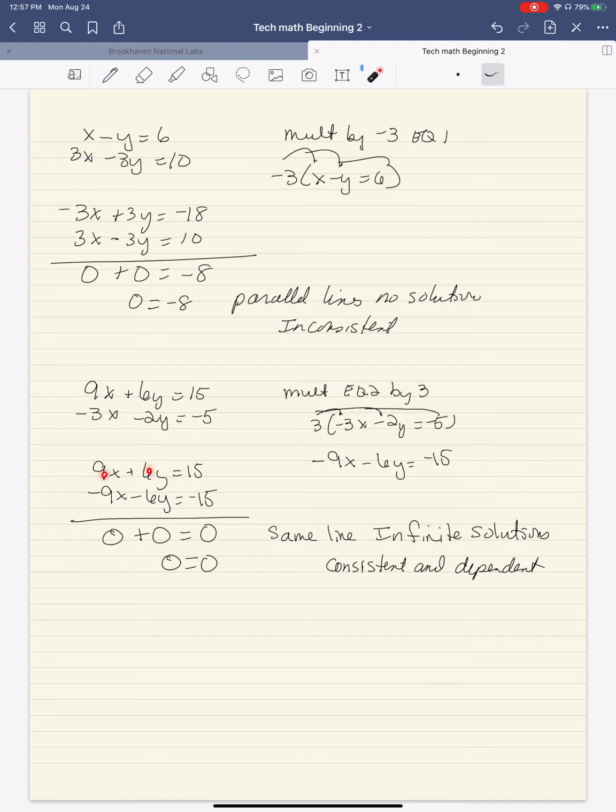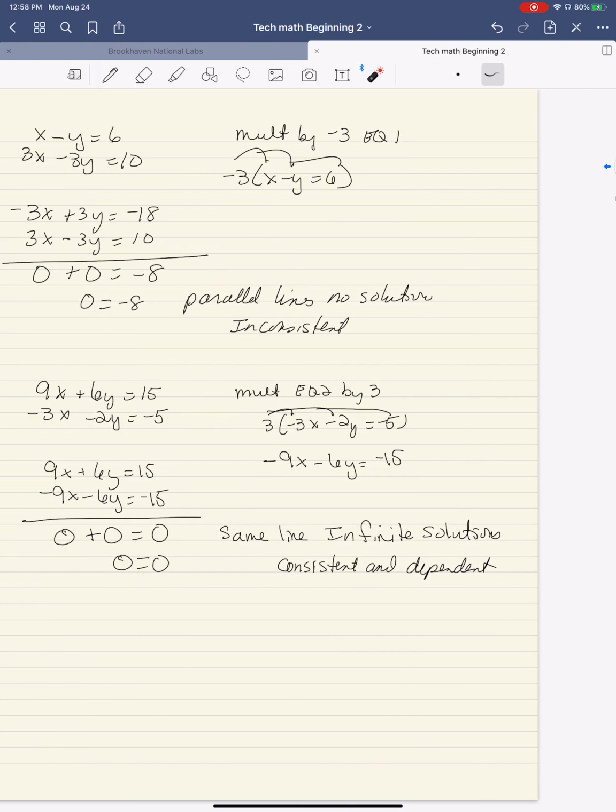So this is the rewriting of my first equation. This is my new second equation that I got from here. And as I add them vertically, 9 take away 9 is 0. 6 take away 6 is 0. 15 take away 15 is 0. So this one is 0 equals 0. That means it's the same line. Infinite solutions, so they're consistent and dependent.